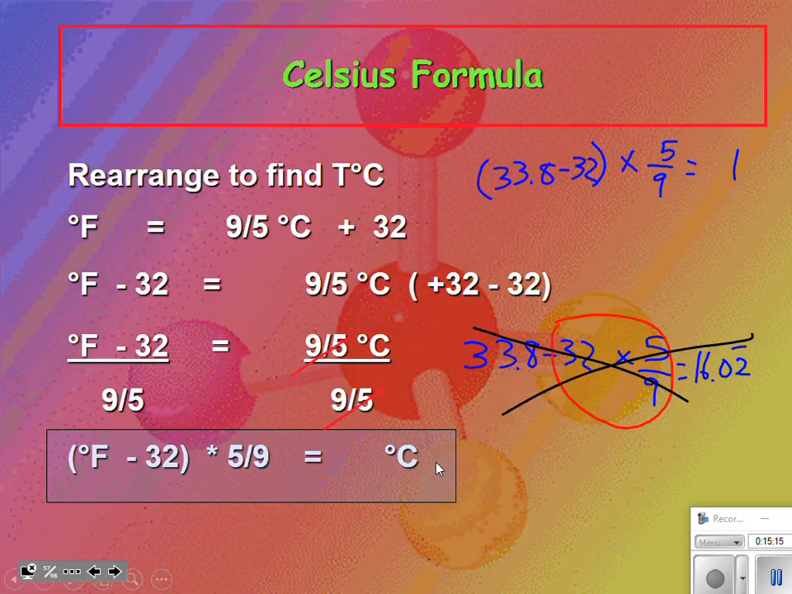You need to get the order of operations right. Excuse me. You want to get the order of operations up here, the please excuse my dear Aunt Sally. So make sure that when you're doing the Fahrenheit to Celsius, you include the parentheses in there.